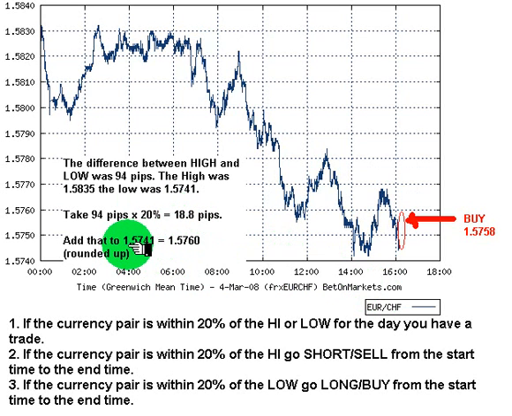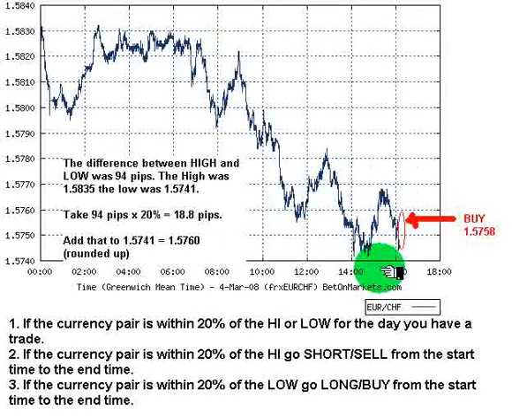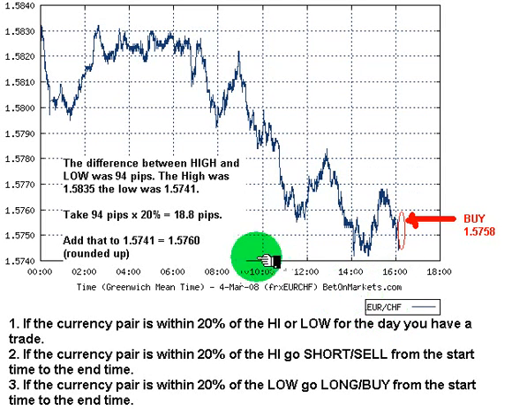So the low was at 1.5741. You add the 18.8 pips. I actually added 19 and just rounded up. You come up with 1.5760. So we would have a long or a buy trade if right around 16:30 GMT time the euro Swiss franc was lower than 1.5760.